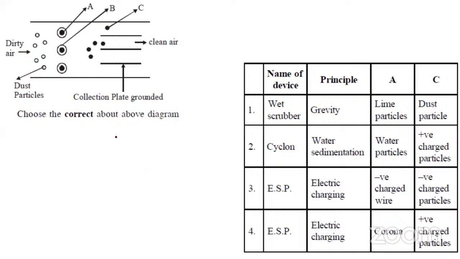This is a schematic representation of what is called as an electrostatic precipitator. Electrostatic precipitator is an instrument which is used to reduce the emission of particulate matters. What do you mean by particulate matters? It is any suspended particles whose size is less than 2.5 micrometer.